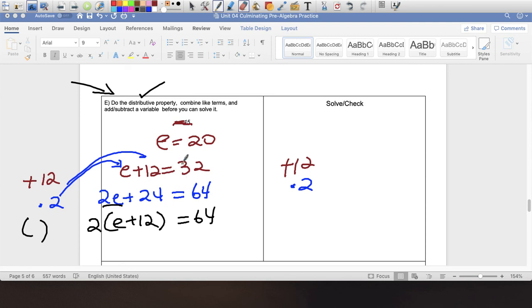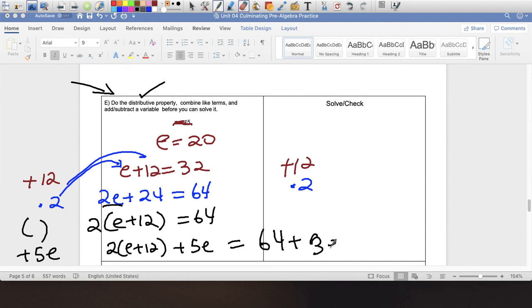Combine like terms and add or subtract a variable before you consider. So let's add a variable. I'm gonna go 2E plus 12, and I'm gonna add plus 5E on this side, and I'm gonna go 64 plus 3E plus 2E. Why did I do that? Only just to make it a little bit less boring. So here's my equation. One long equation.